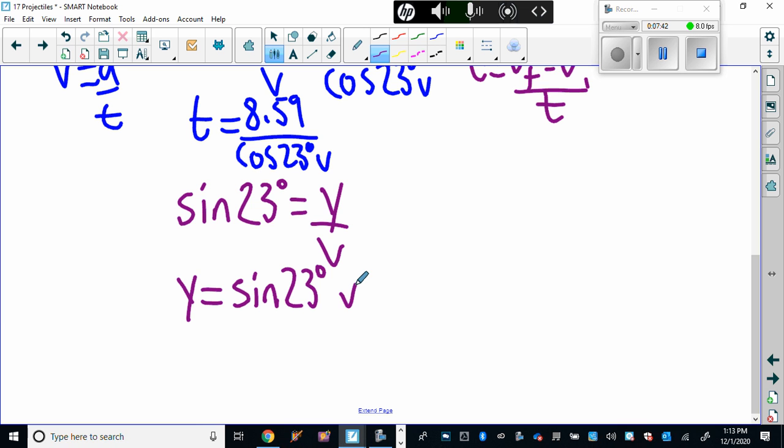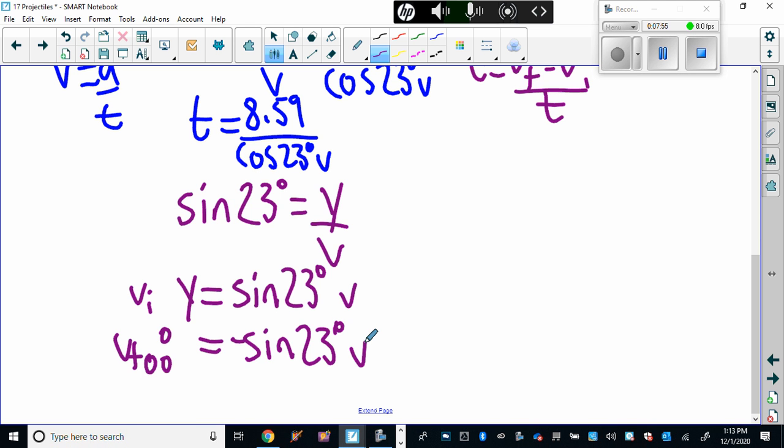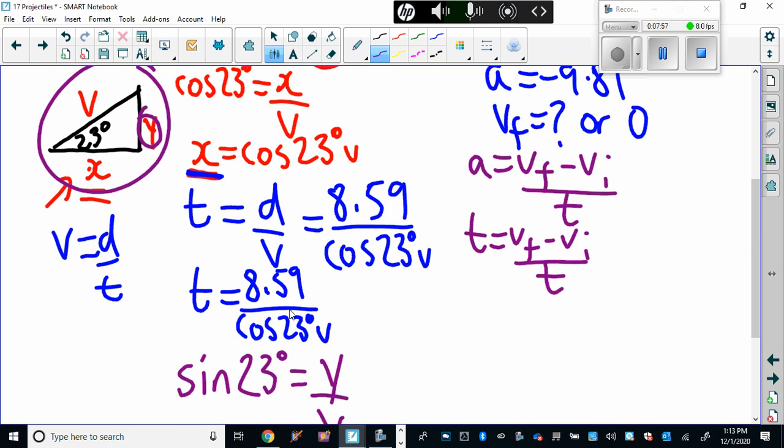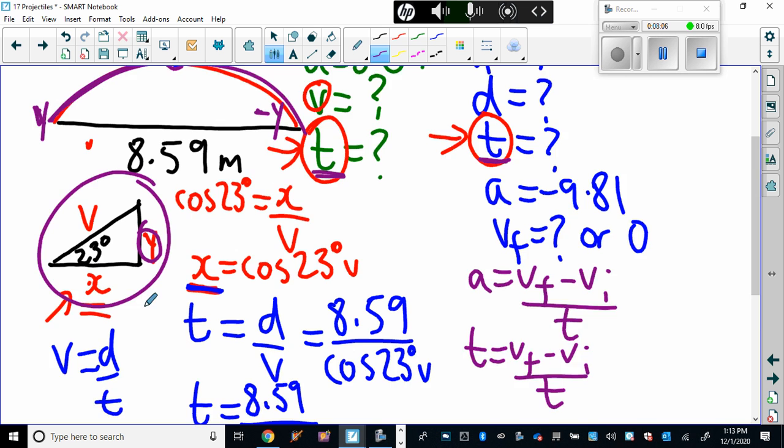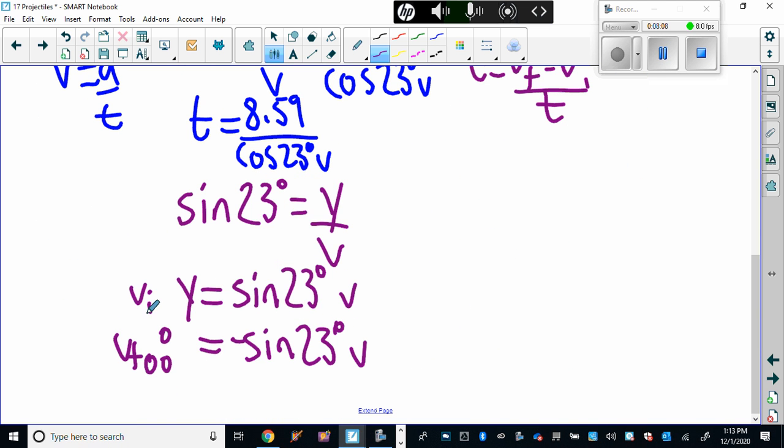Okay, so that's the initial. Therefore, the final, if that's the vi, then the vf is going to equal negative sine 23 degrees v. Right? Just based on this right here. If this is the initial vertical velocity, when it comes down, it's the same velocity, it's just in the negative direction. Therefore, it's negative.